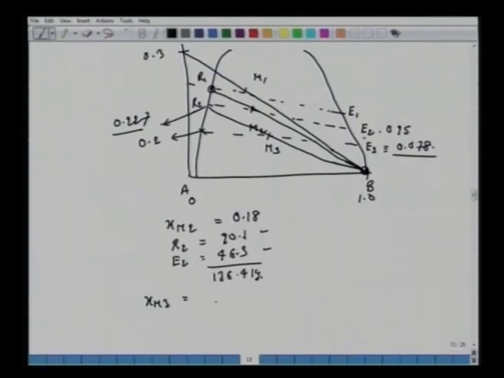So we locate this coordinate. Again, we find the tie line which crosses through M3 to obtain this 0.2 here, and we locate this 0.078, and then again one can find raffinate R3 as 84.4 and extract amount as 45.7.